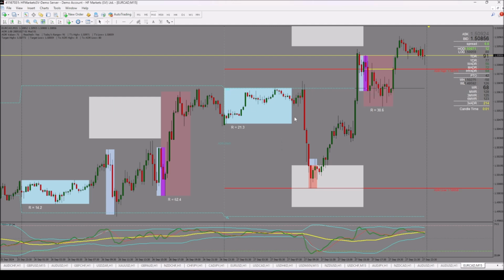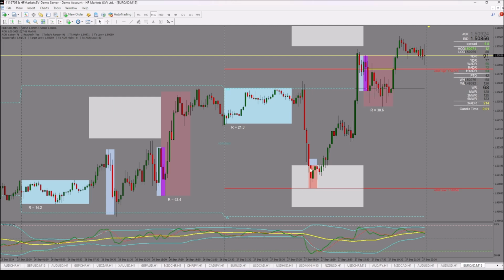All right, so this blue box is actually the Asian session. It's marking the beginning and the end of the Asian session. And the Asian session is usually known as a consolidation and an accumulation phase. Then after that, we can see the market actually went right out of the Asian session, and that phase is called the stop hunt phase.